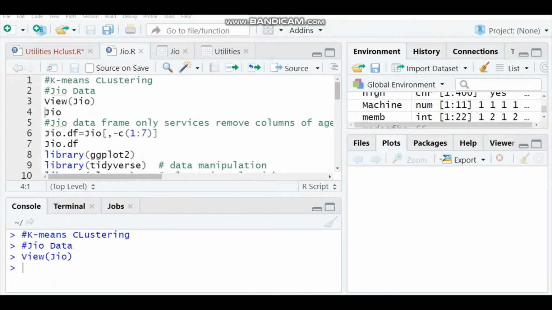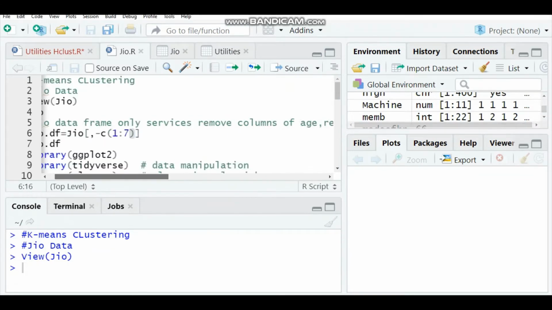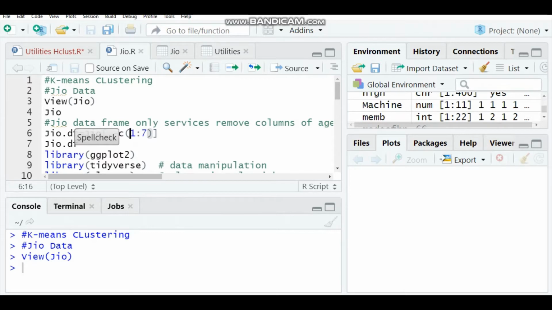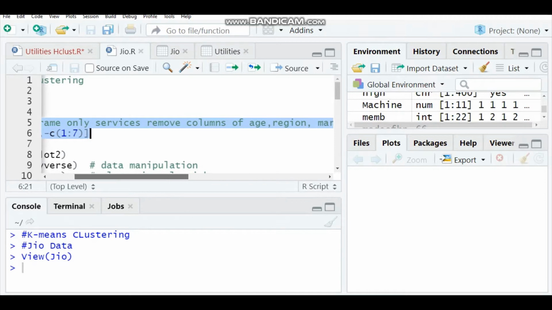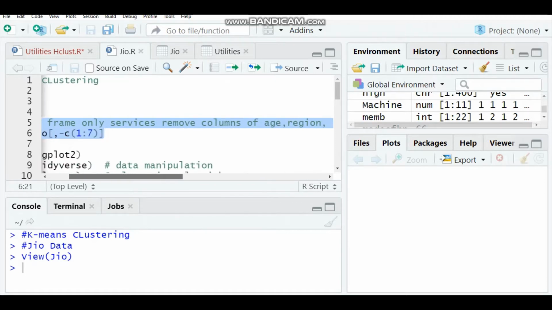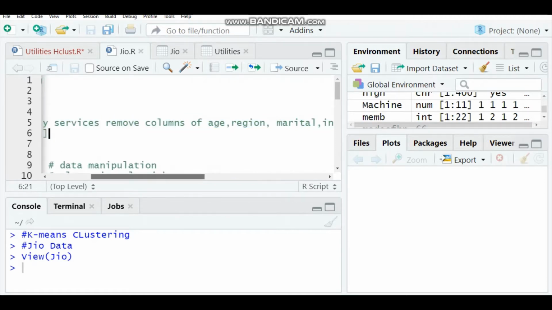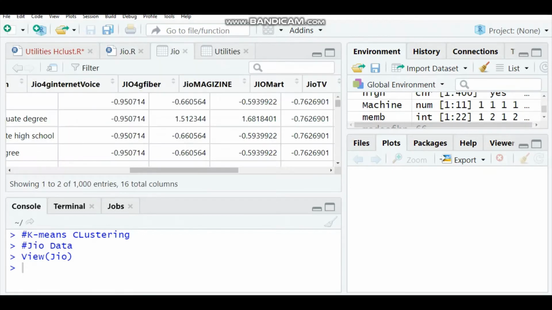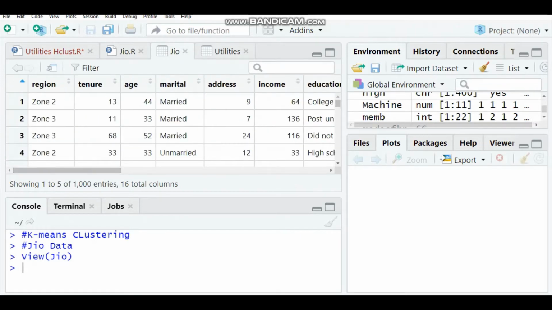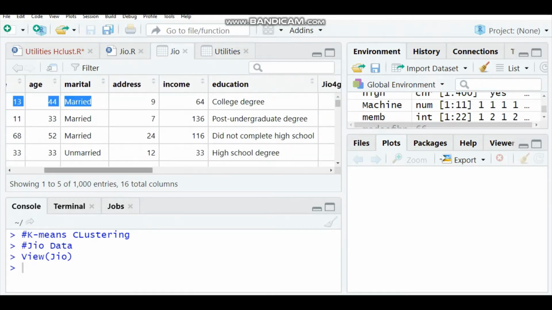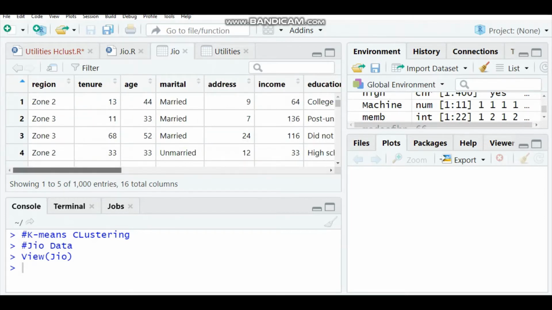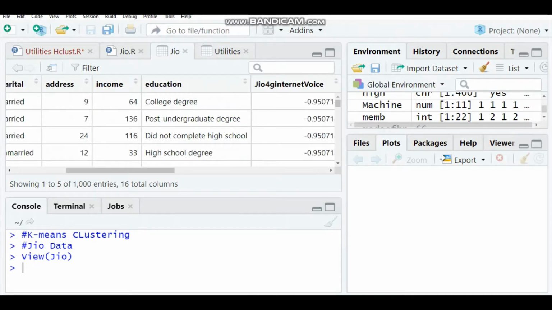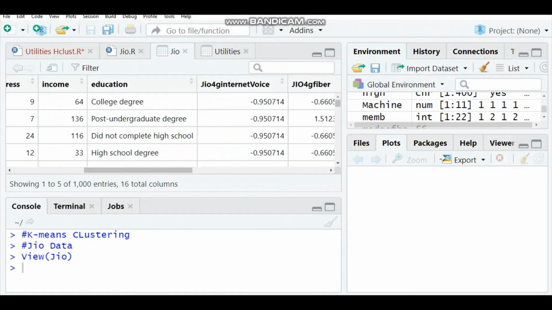So we have seen the data set. Now what we have to do for k-means clustering with the data set first. So I have given here geo data frame only services. We have to consider only services and remove the columns of age, region, marital status, income, and education. Let us have a look at the data set again. We don't need these details, like region, tenure, age, marital status, address, income, education. Up to education, I'm ignoring now.